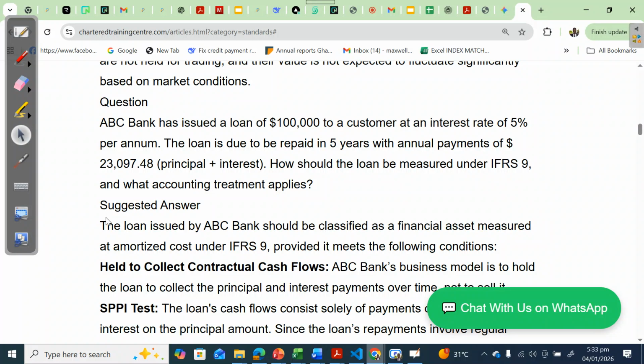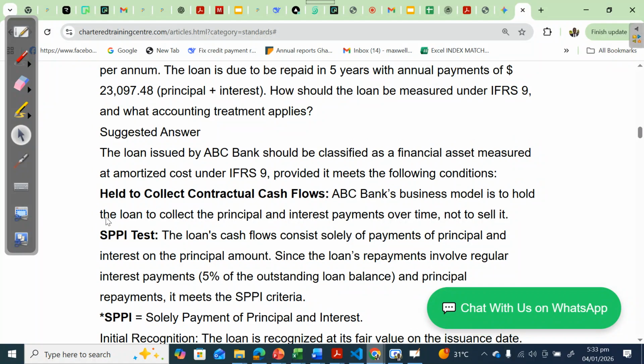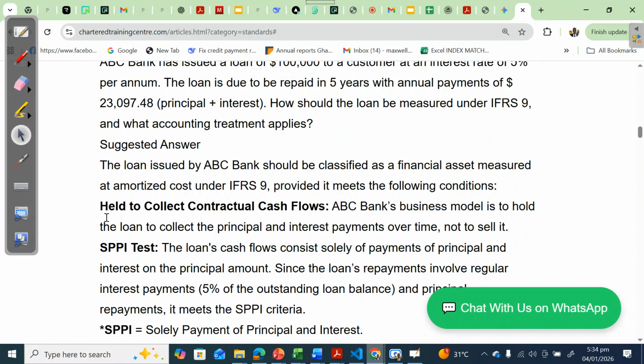Let's look at the reason why we are classifying it under amortized cost. One, how to collect contractual cash flows. ABC Bank's business model is to hold the loan to collect the principal and the interest over time and not to sell it. So you see, that is the intention. They are not going to sell the loan to somebody. They are just going to receive the principal and interest on the loan.